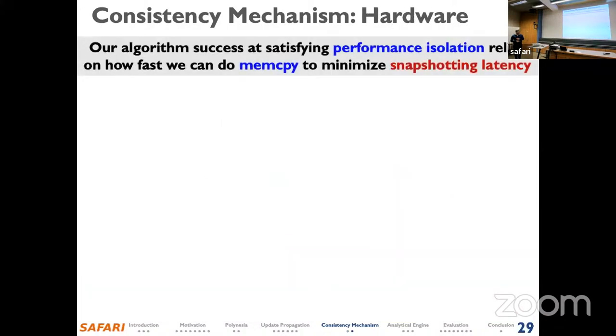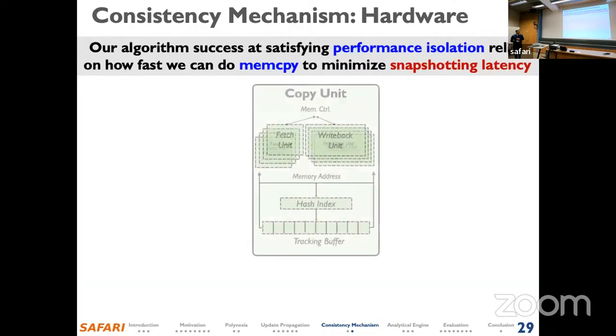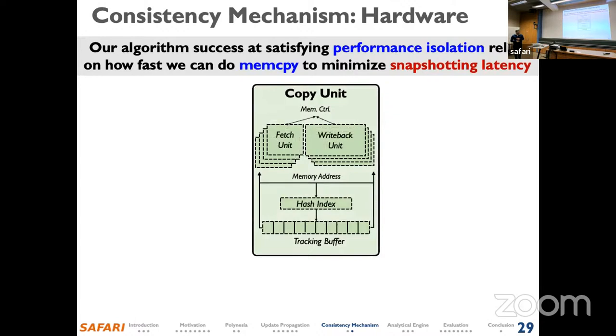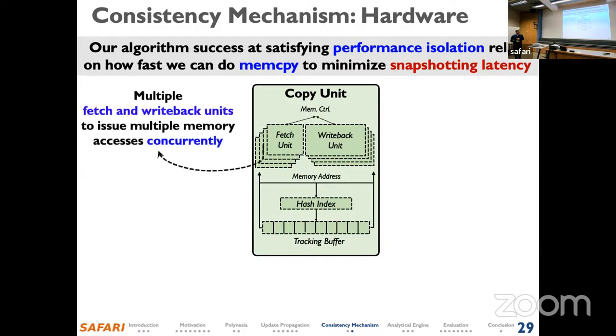Again, we are going to have a hardware accelerator to minimize the cost of this snapshotting. Basically, our accelerator is a copy unit, because we need to copy the snapshot. So it's basically a copy unit that resembles the first copy unit that I showed you before.